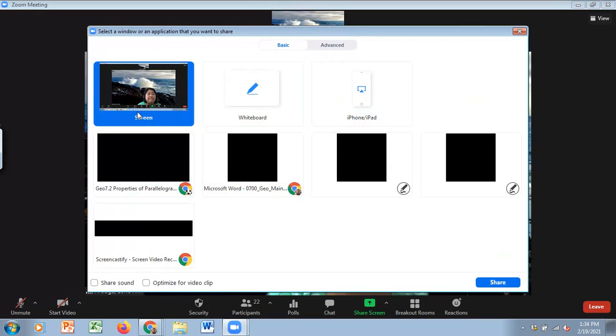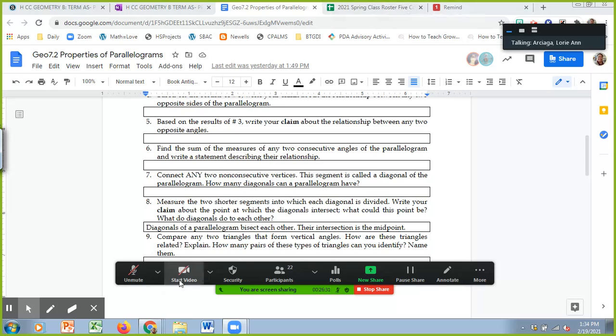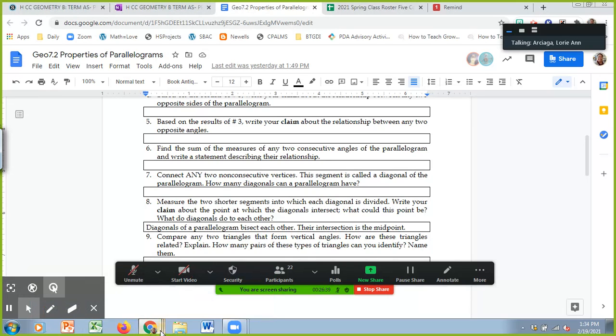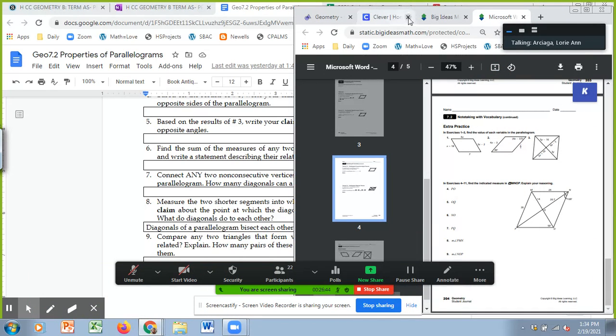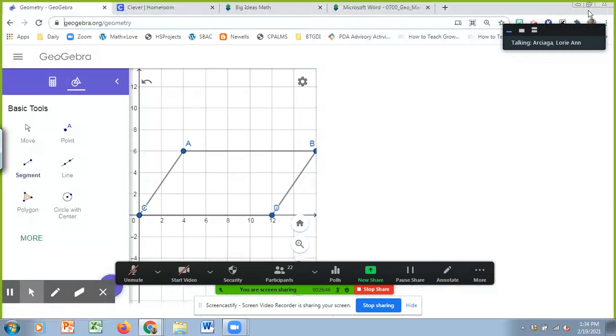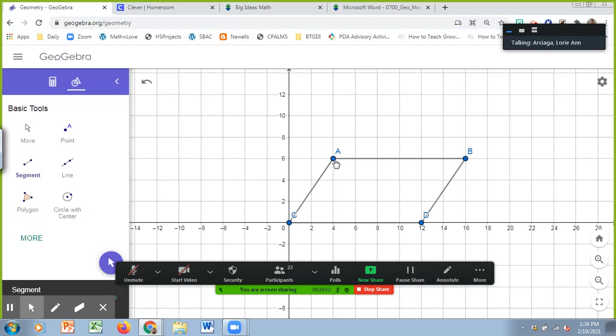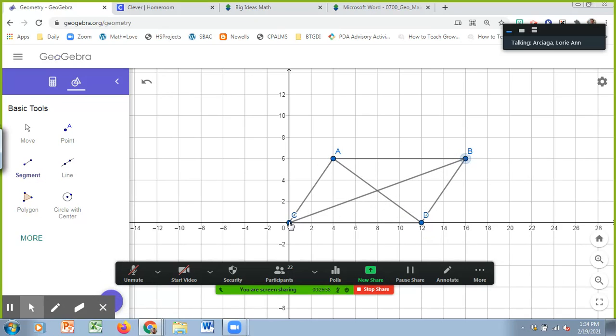Okay, I just want to point out that, I'm going to share my screen again. Here, there you go. So when you show the second to the last one, make sure that you connect the two diagonals. And when we say diagonals, we connect the two non-consecutive vertices, those that are opposite each other, right? And you have to plot a point at the middle.